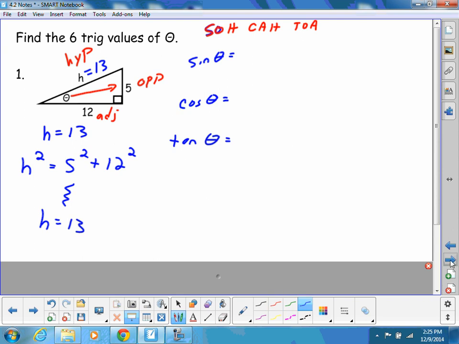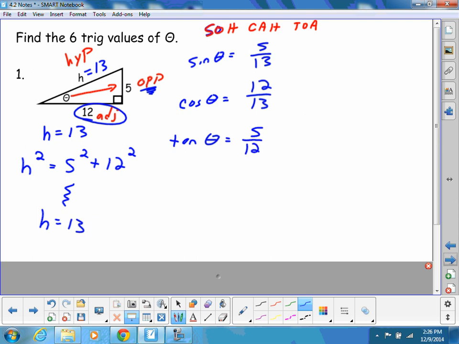Sine is opposite over hypotenuse. Opposite is 5. Hypotenuse is 13. I'm done with it. I go on to the next one. Cosine of theta. Adjacent. Adjacent is 12. Hypotenuse is 13. I'm done with it. Tangent. Opposite over adjacent. Opposite is 5. Adjacent is 12. I'm done with it.